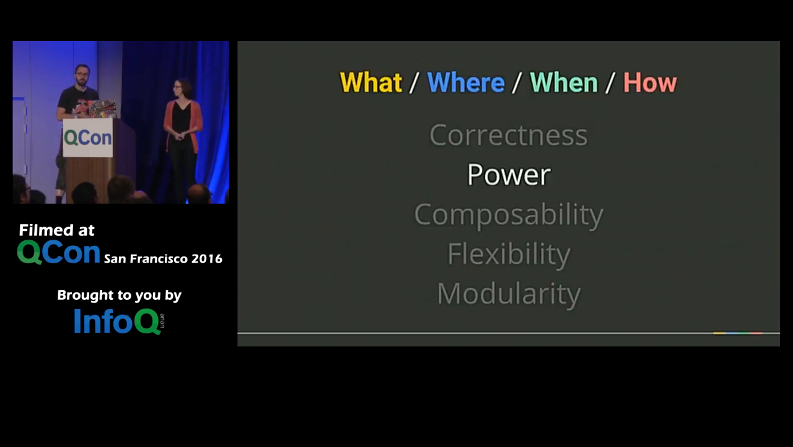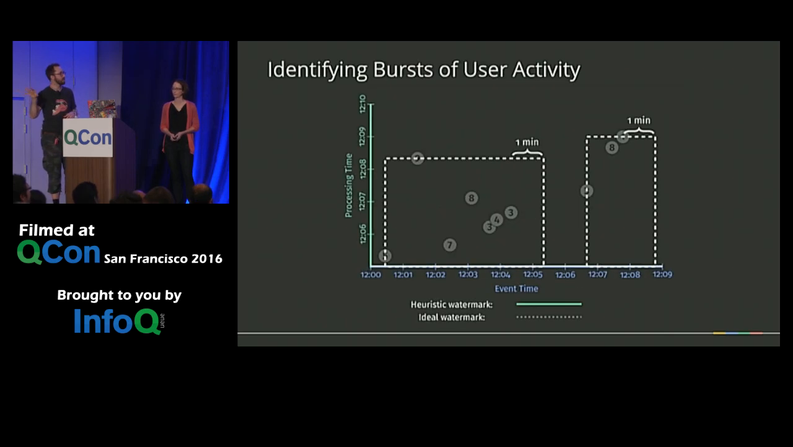All right, so next up, power. What we're really getting at here is that with the Beam model, you can do really powerful things without a whole lot of effort. As you may recall earlier when we were talking about session windows, I'd mentioned how those are a really powerful concept that allow you to learn very interesting things about your user data, but they're also really complicated to implement. So let's talk quickly about what we mean by sessions.